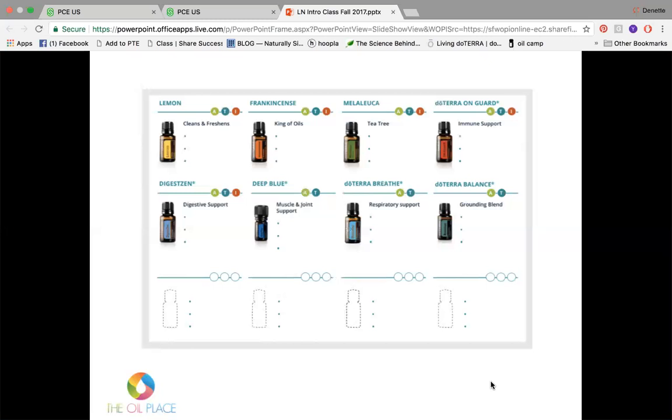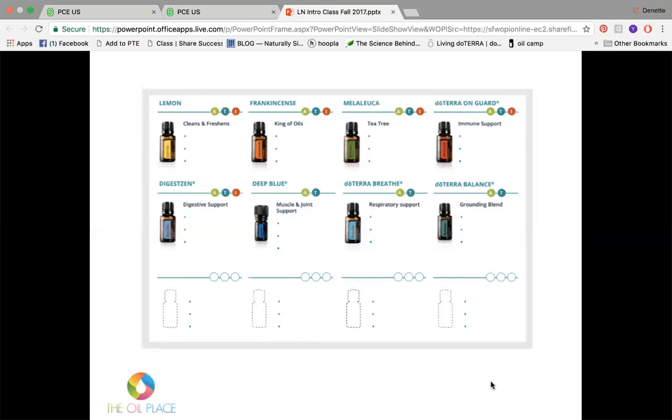So frankincense is also an oil intensifier. Anytime you mix frankincense with another oil, it's going to boost the benefits that your body is going to receive from that. So anytime I'm making a rollerball blend or a blend that I'm going to be applying topically to my body, I'm going to be adding frankincense to that.